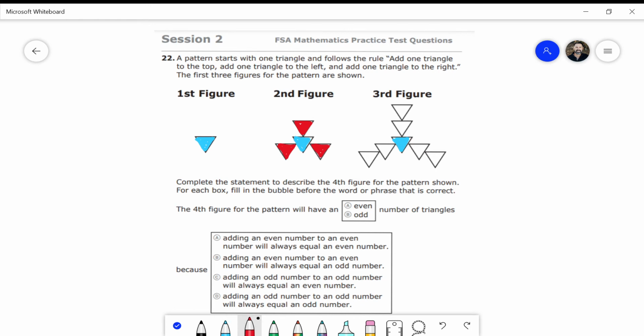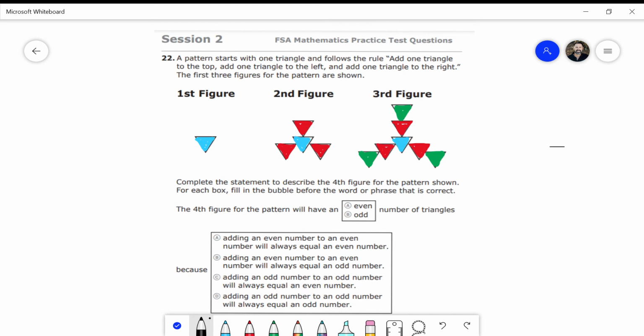Now we can see those red triangles that appeared in figure 2 also now continue as we move to the next figure, which is figure 3. But then what we did was add three more. One on the top, one to the left, and then one to the right. Now it says, complete the statement to describe the fourth figure. And so what I recommend is that you actually create the fourth figure.